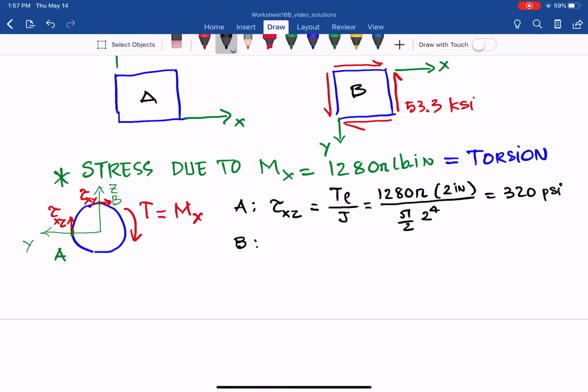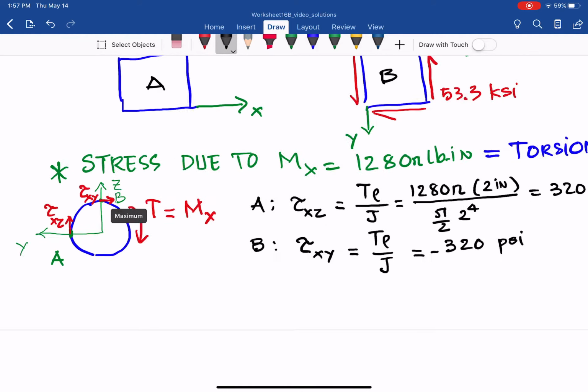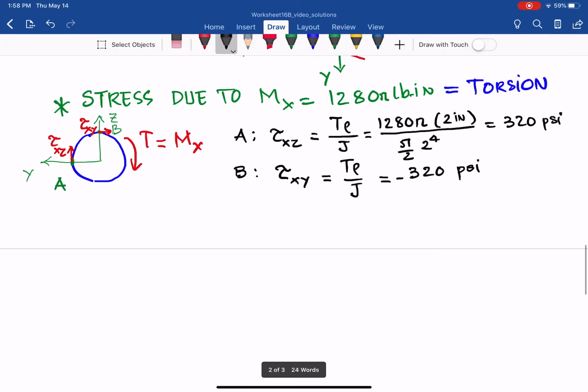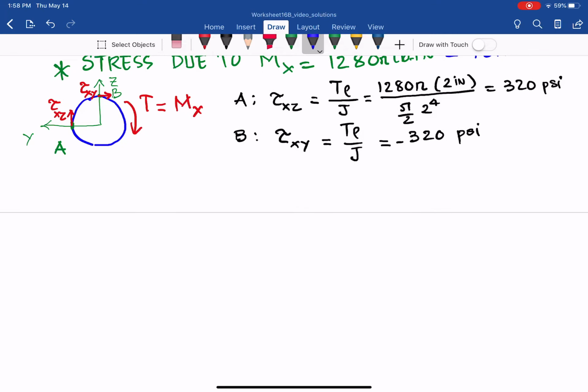Then we have B. On point B, as I showed you, we have tau XY on the X plane, directed to the y-axis. So it will be the same number, tau = T rho over J, also equal to 320 psi. In this case it will be negative, because it is opposite to the y direction, so it's negative.